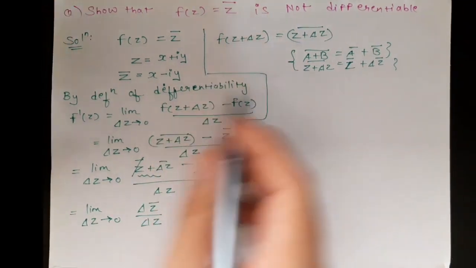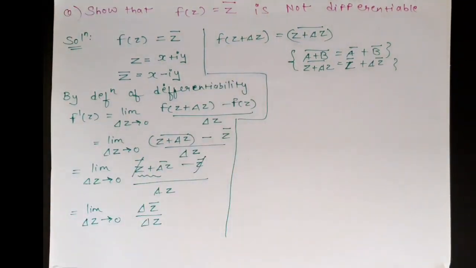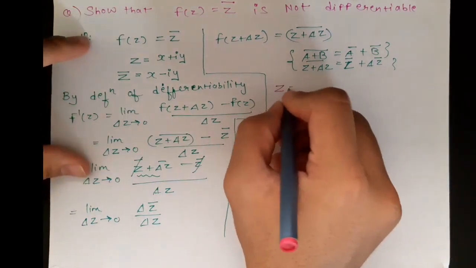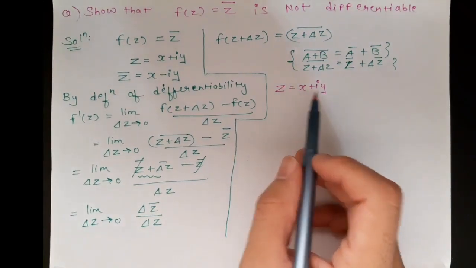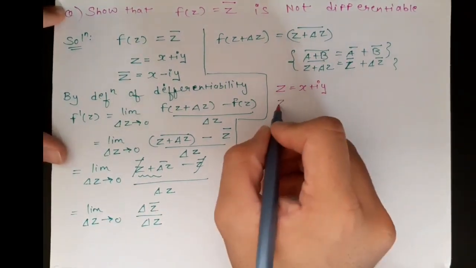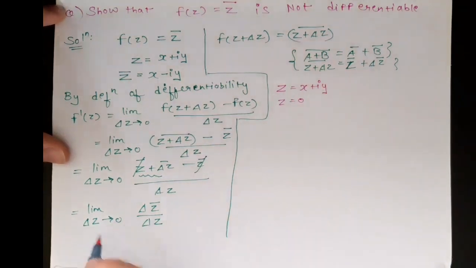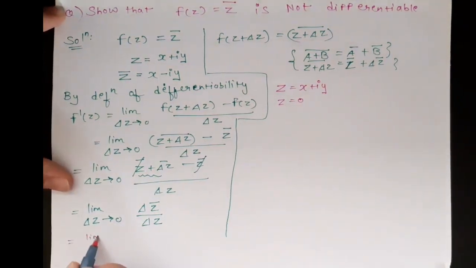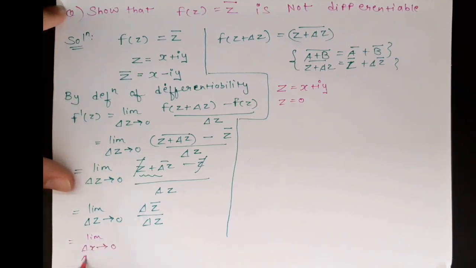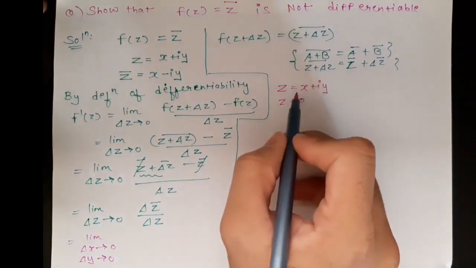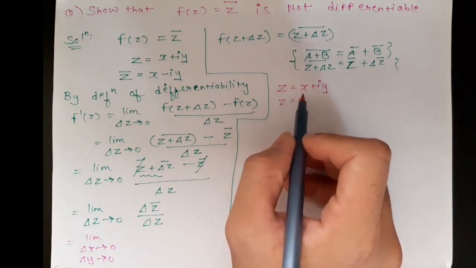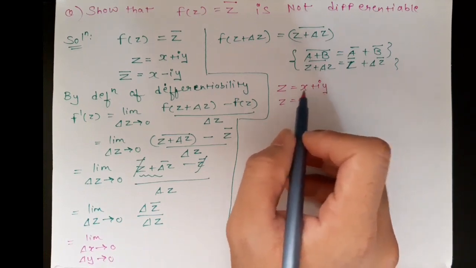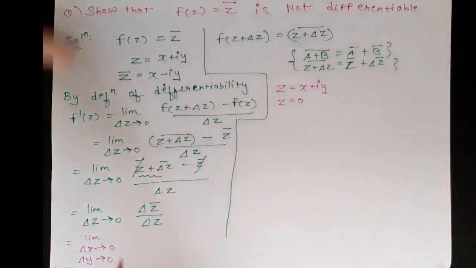Now as we know, z is equal to x plus iy. When x is 0 and y is 0, then only z is equal to 0. What is the meaning of this limit? The limit delta z tends to 0 means here delta x tends to 0 and also delta y tends to 0, because z is equal to x plus iy. So for z tending to 0, x and y tend to 0, and then only delta z tends to 0.